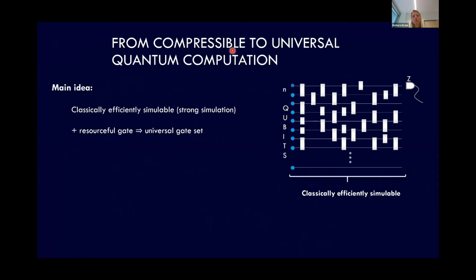And so the question that we want to address now is, okay, what do I have to add to such a computation in order to make it universal? The main idea is that you have this gate set that is efficiently simulatable, and you want to add some so-called resourceful gates in order to have a universal gate set. The gates that I'm allowed to use are my free resource. In this case, this will be our matchgates. They are free. I can use them for free. And I want to add some additional gates in order to get a universal gate set.